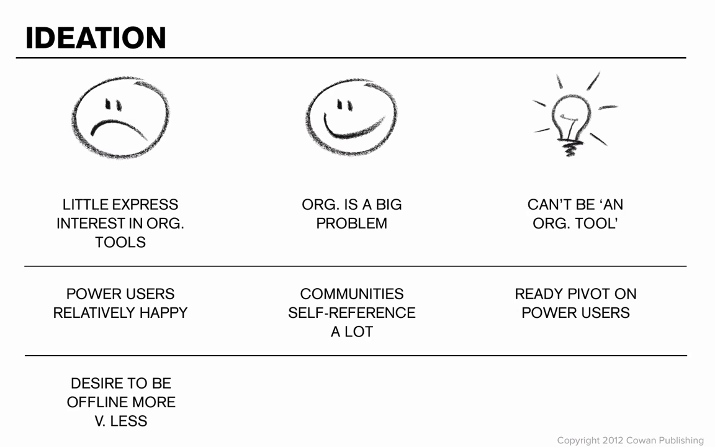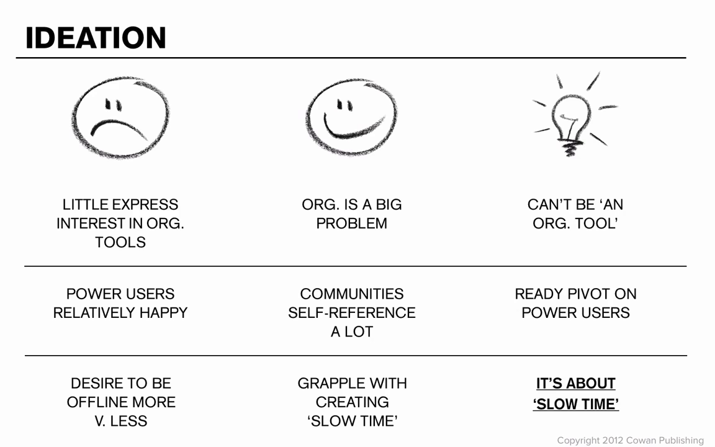The last thing which was interesting is that the families really have a desire to be offline more, not online more, and they grapple with creating quality time together. So what Jen and Jay settle on is it's about slow time, or quality time. This is what they're going to focus on with the users.